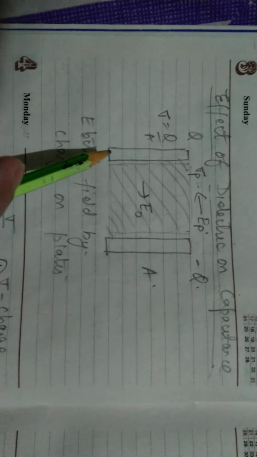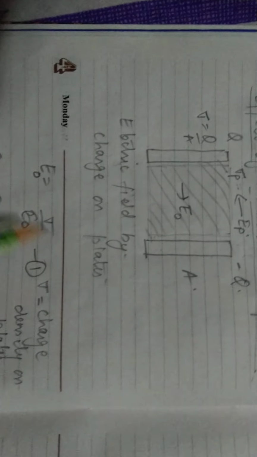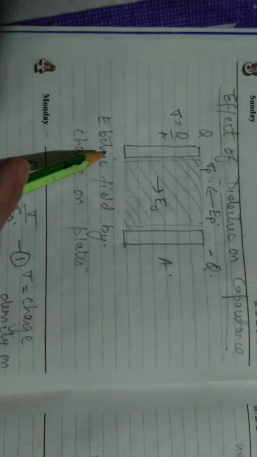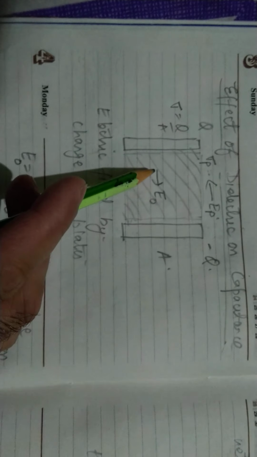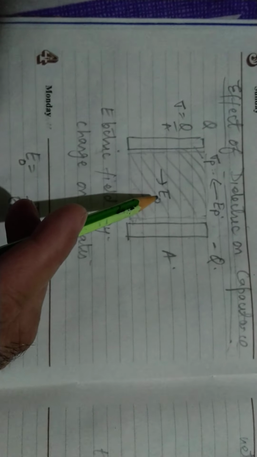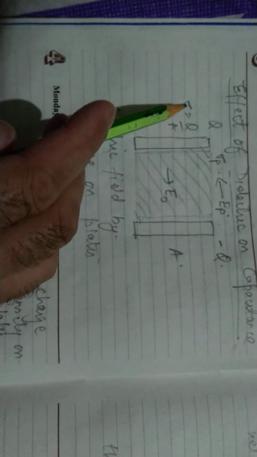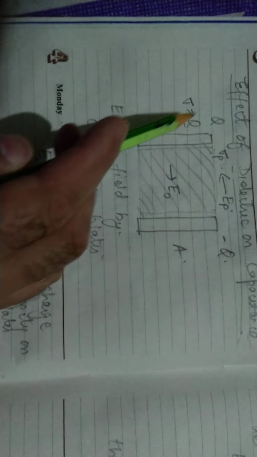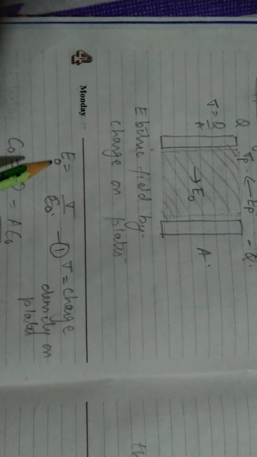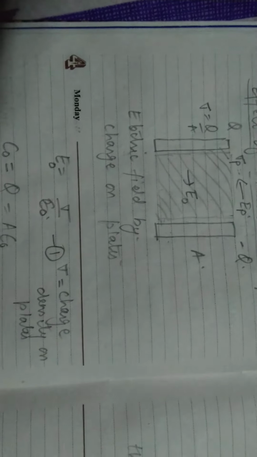Now these plates will have their own electric field, which we have already derived for the parallel plate capacitor. Similarly we will do it here as well. This field, which I have written as E naught, will be sigma over epsilon naught, where sigma is the charge density on these plates, half from this plate and half from this plate.